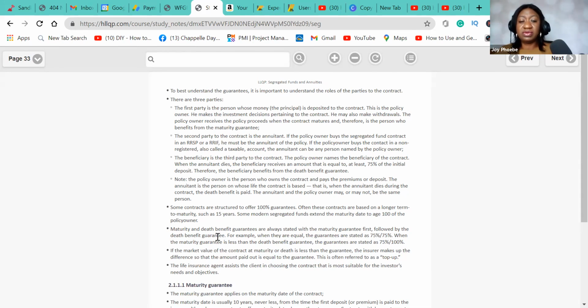Maturity and death benefit guarantees are always stated with the maturity guarantee first, followed by the death benefit guarantee. For example, when they are equal, the guarantees are stated as 75-75, and when the maturity guarantee is less than the death benefit guarantee, the guarantees are stated as 75-100. Yes, this is absolutely true.